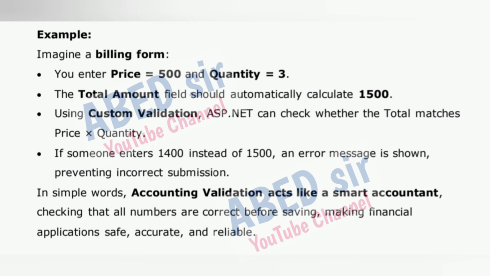Example: imagine a billing form. You enter price equal to 500 and quantity equal to 3. The total amount field should automatically calculate 1500. Using custom validation, ASP.NET can check whether the total matches price times quantity. If someone enters 1400 instead of 1500, an error message is shown, preventing incorrect submission.